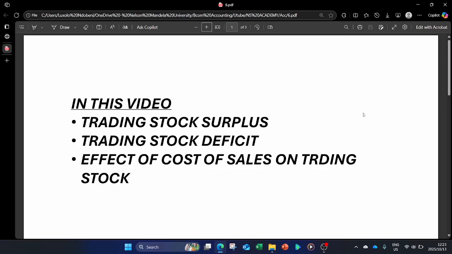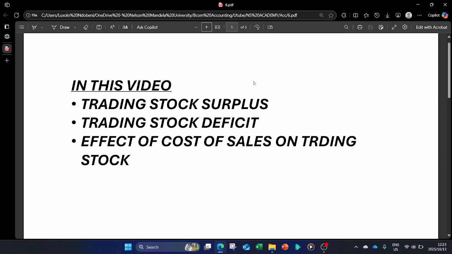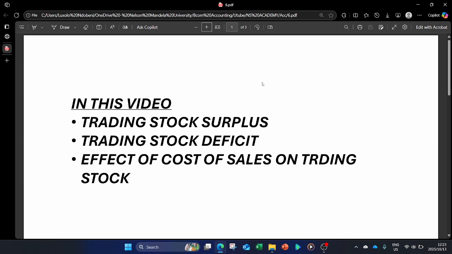So in the income statement, there is always an inventory that is recorded pre-adjustment, and there is always additional information that will need you to adjust so that you get the correct inventory balance. So in this video, we'll be doing the trading stock surplus and trading stock deficit, how to recognize that this inventory will be recorded in the income statement as a surplus or deficit, and how do we get the surplus or deficit? Then the effect of cost of sales on the trading stock, right?